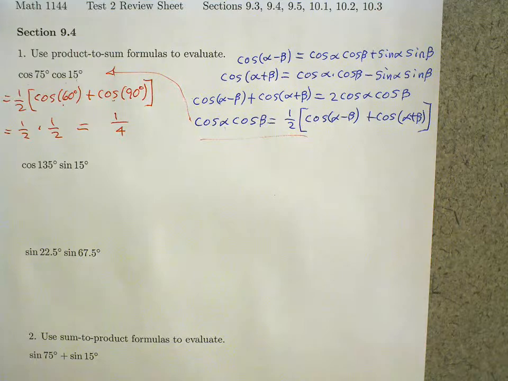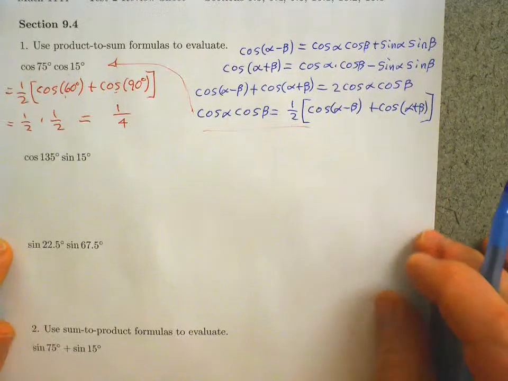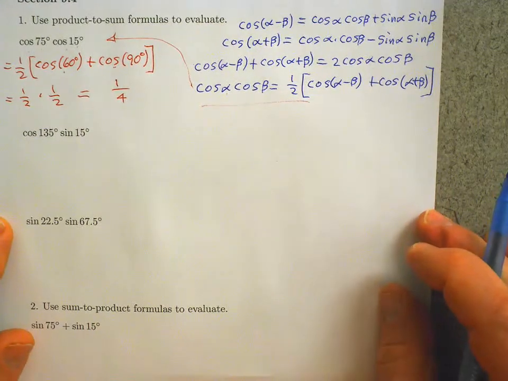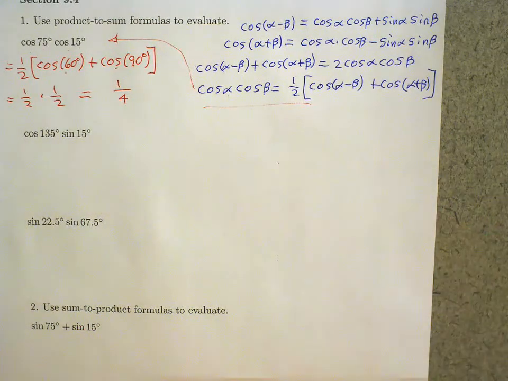Okay, that wasn't so bad. Okay, the next one, cosine of 135 degrees times sine of 15 degrees.